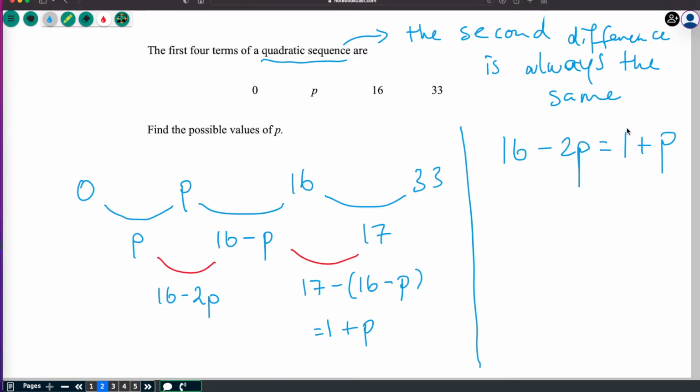So then, well, you need to be confident with solving equations. You could subtract p from the left-hand side or add 2p to the right-hand side. Let's do that. So over on the right hand side, we'll have p plus 2p, right? Negative 2p, add that to the other side. That's 3p. 16 subtract 1 is 15. Therefore, 15 divided by 3 gives us p equals 5. Okay?